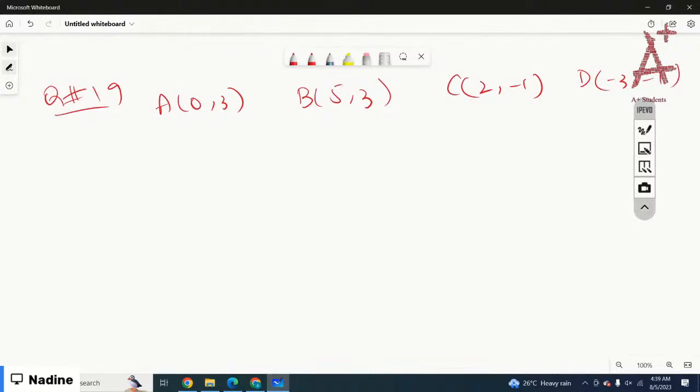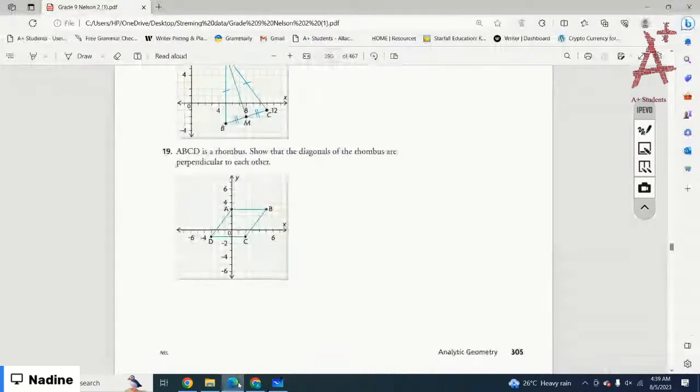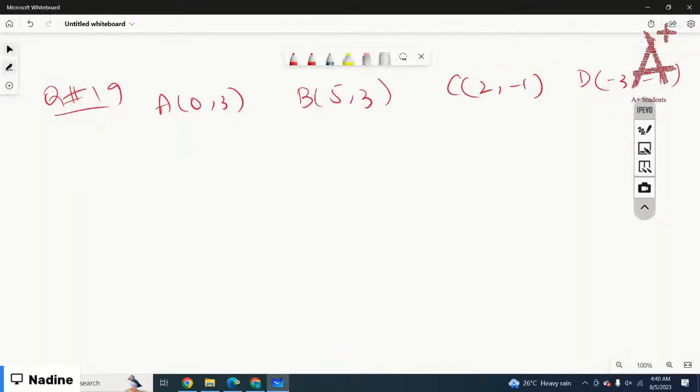Okay, we have to see their diagonals are perpendicular to each other. So we have to calculate the slope, right? Let's just calculate the slopes of BD and AC, right? So let's just calculate the slope of AC. A and C: -1 minus 3 is -4, 2 minus 0 is 2. It is -2.